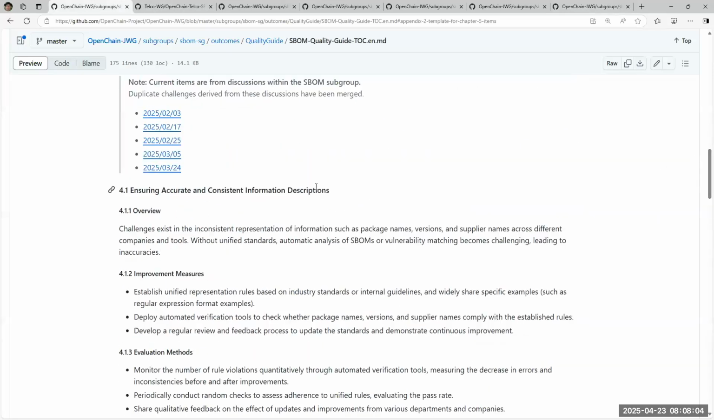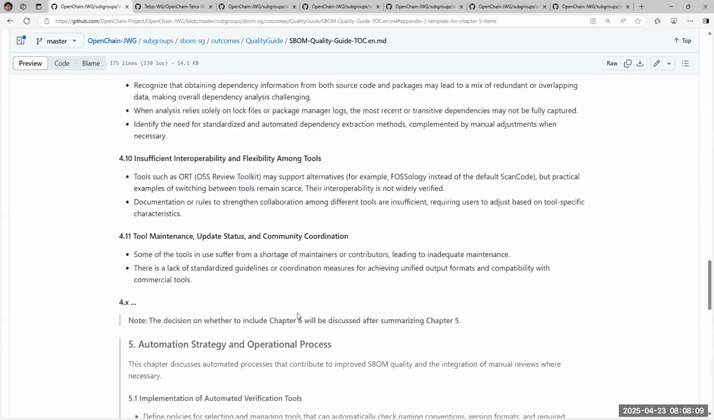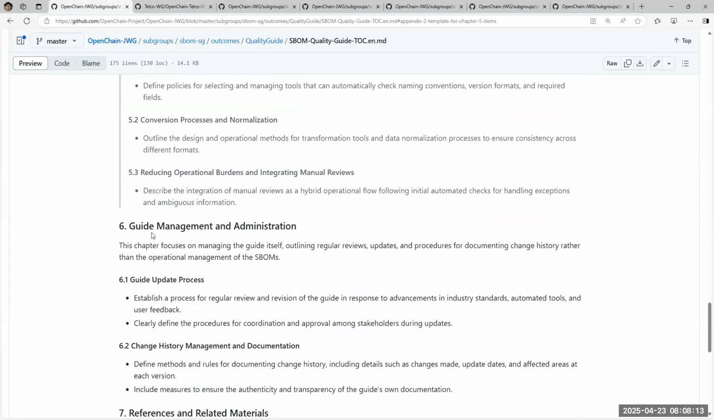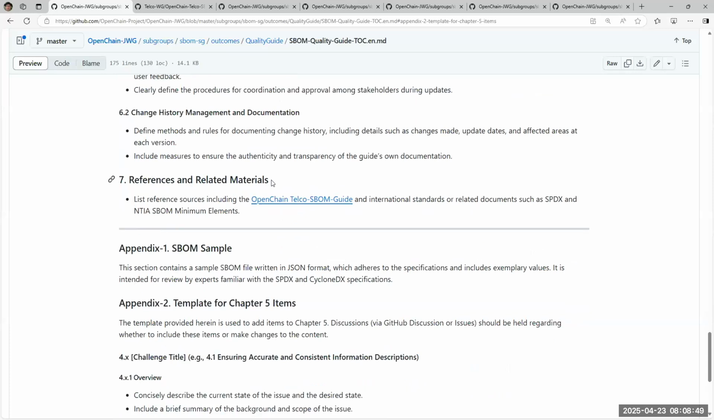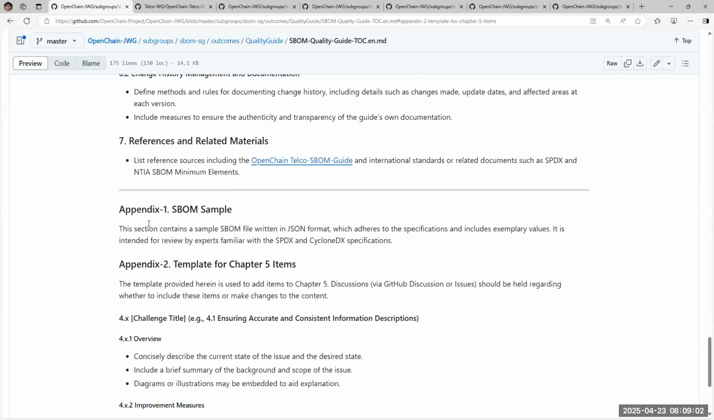And after adding these items, we go back to the OpenChain Telco SBOM guide, guide management and administration. This chapter focuses on managing the guide itself, outlining regular reviews, updates, and procedures for documenting change history, rather than the operational management of the SBOMs themselves. So defining guide update processes and change history management and documentation will be described in this chapter. And the last one is references and related materials. This is also based on the OpenChain Telco SBOM guide, adding some other materials such as the CycloneDX specification and so on.